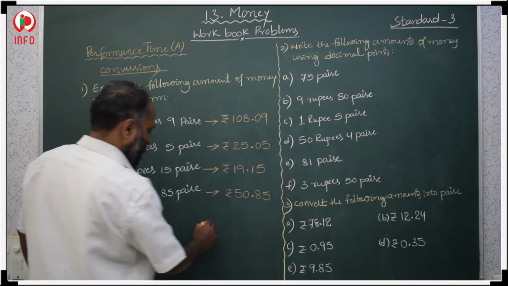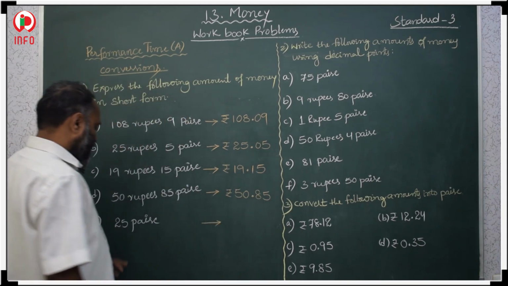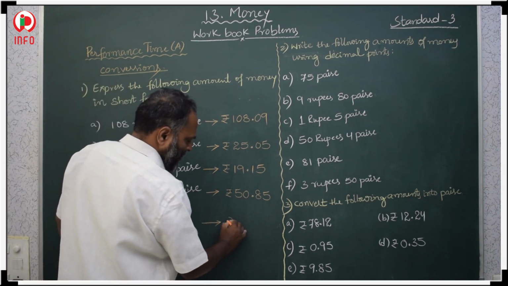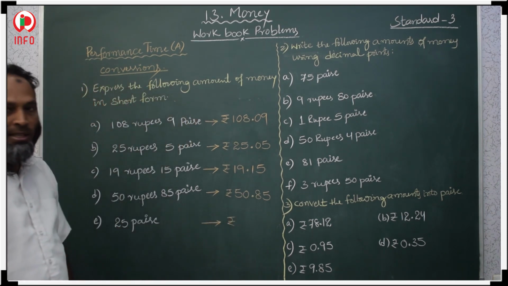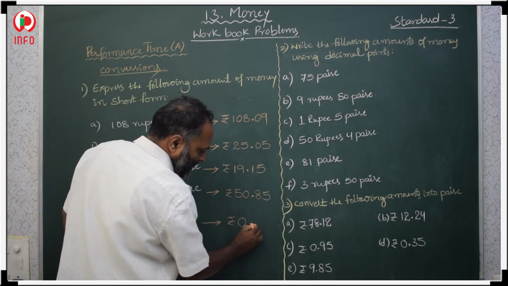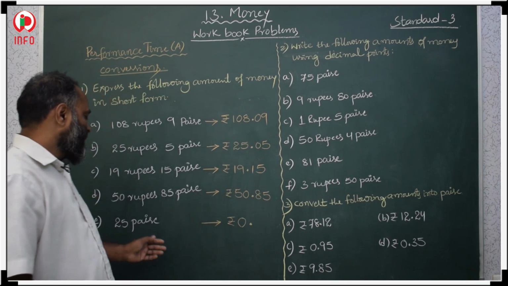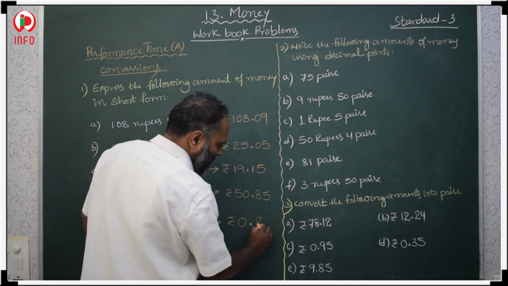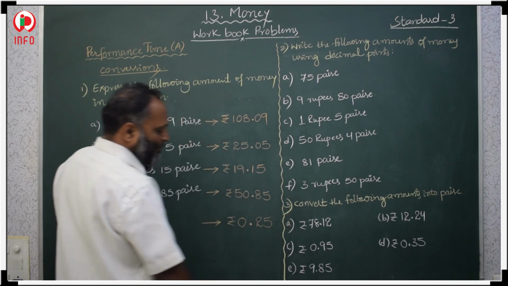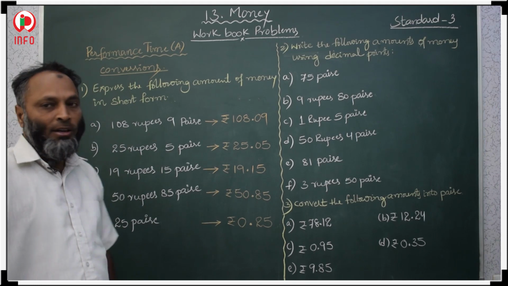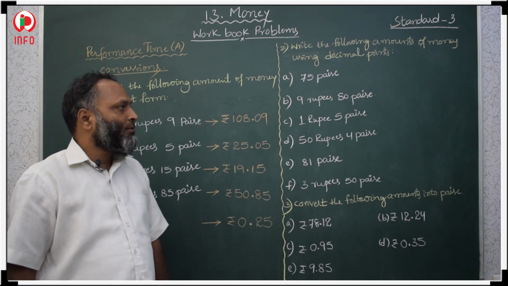Then after that, 25 paisa. Here only paisa is there, there are no rupees, so in the rupees place take 0, then after that a decimal. After the decimal the paisa will come. How many paisa? 25, so rupees 0.25 means 25 paisa. Okay, so this is the short form.